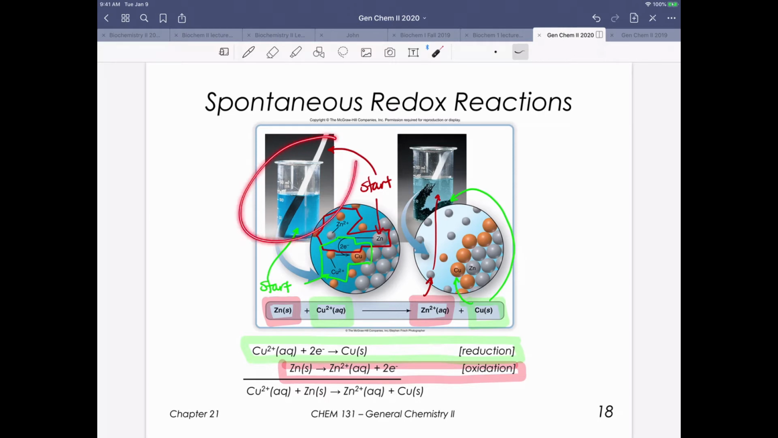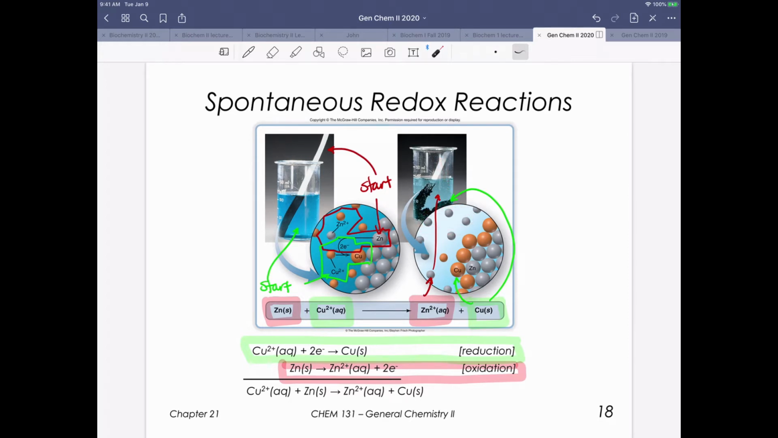And so on a macromolecular scale, we can see that by having our elemental zinc bar here in solution. What happens as this reaction proceeds is we're going to see that zinc bar actually get smaller and smaller. It's going to go away because that zinc is being converted into zinc ions in solution.